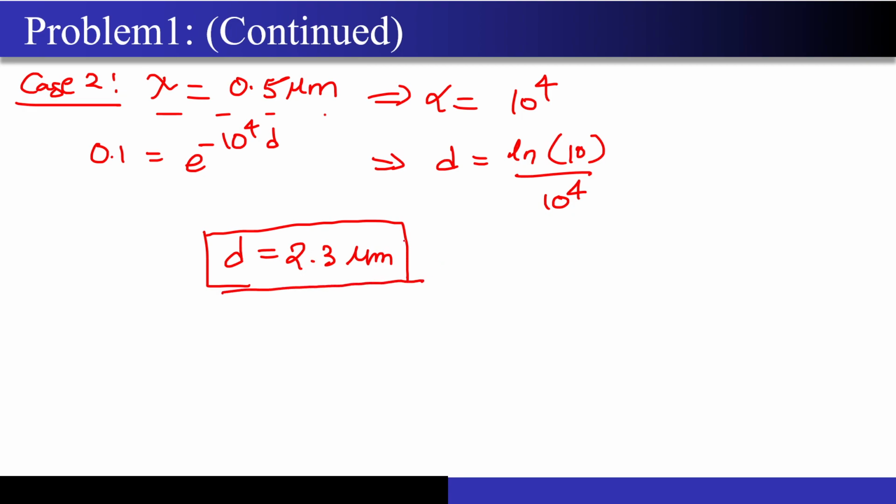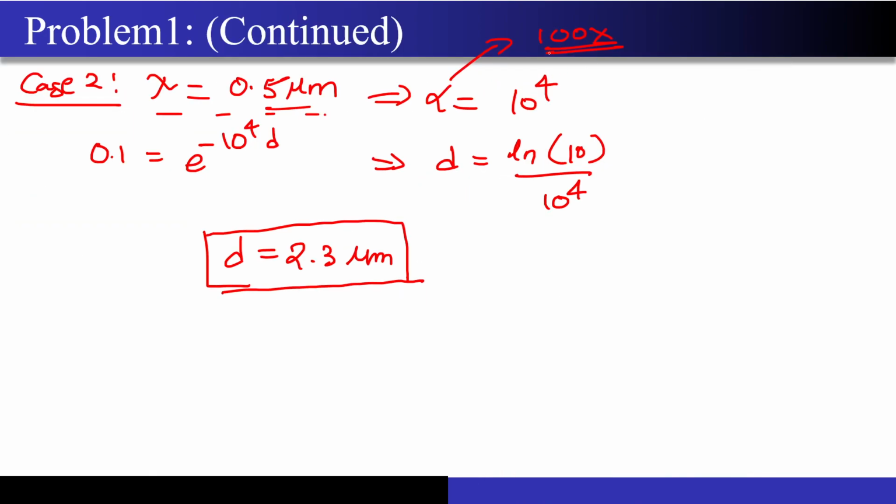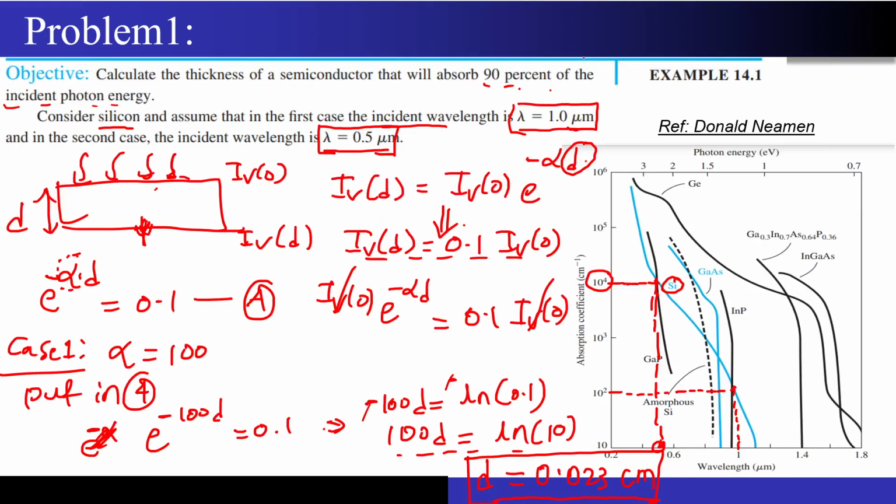So I hope the question is clear to you. What actually happened is, when you decrease the wavelength of the light by a factor of two, your alpha actually got increased by a factor of 100, right? And your thickness drastically reduced compared to case number 1. So that is the power of reducing the lambda. You are getting a 100 times benefit in the absorption coefficient, right? So I hope this is very much clear to you.